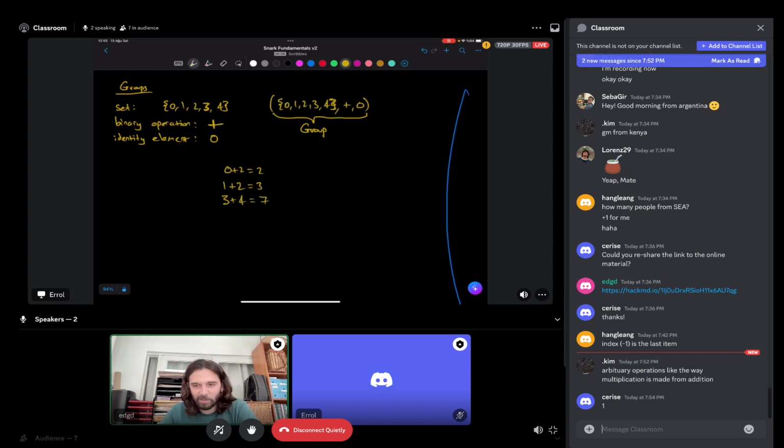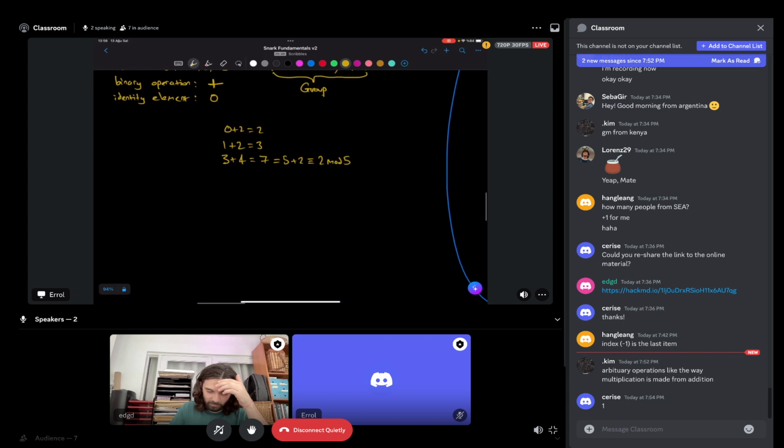But that's not in our group, so that's something we're going to have to do something about. And because we've got 5 things in our set, this is the same as 5 plus 2, which is the same as congruent to 2. Yeah, mod 2. Sorry, not mod 2, mod 5.